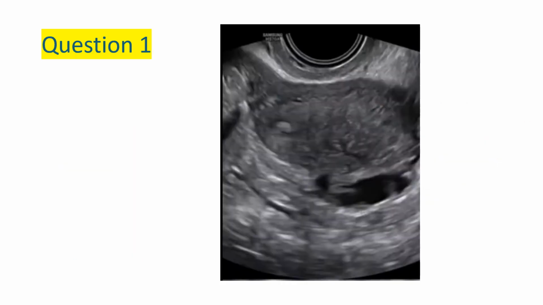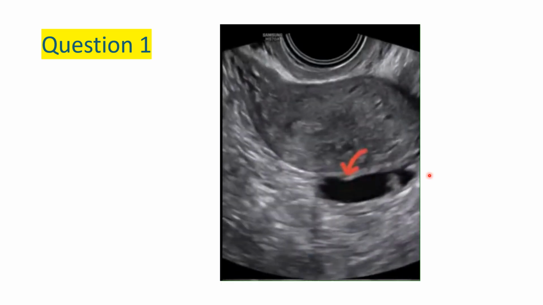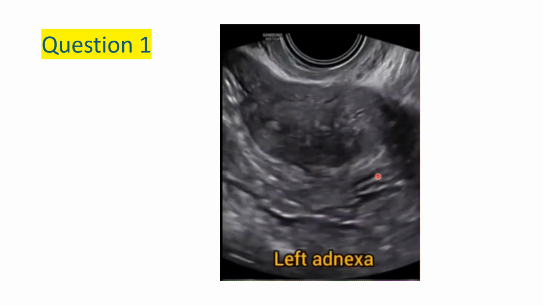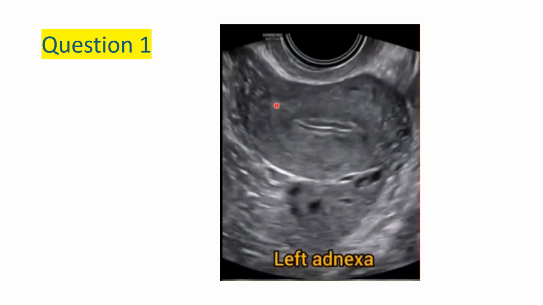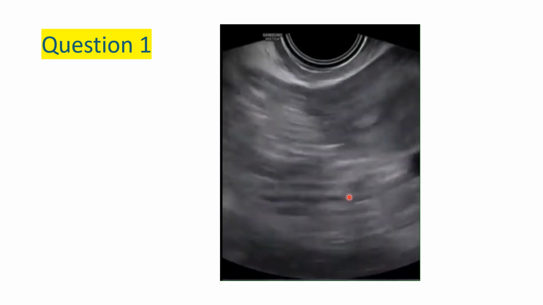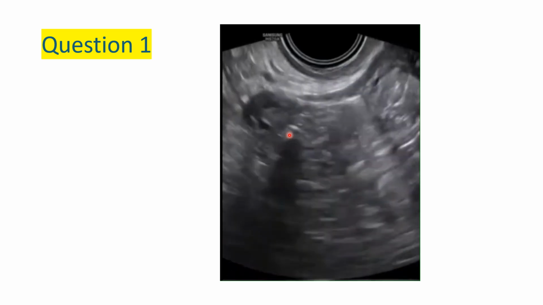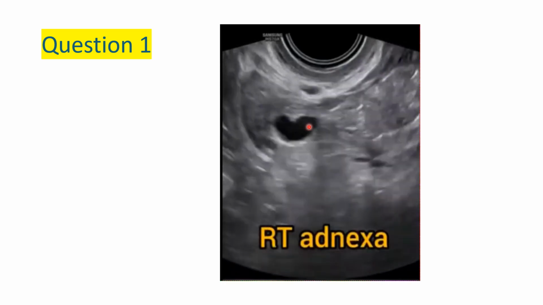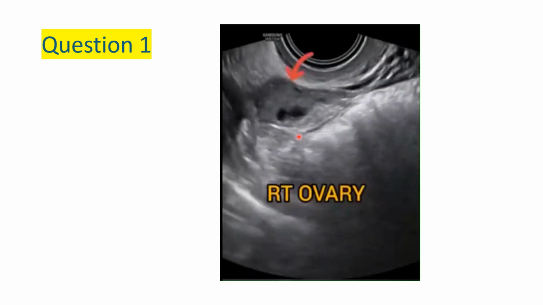So this is our first question here. You can see there's some free fluid there, which is elongated. This is anechoic free fluid there, and this is the uterus there. So you can see the free fluid again there, and then the uterus there. That's your ovary there, the ovary appears normal. There is also a pocket of free fluid there, which is also elongated.